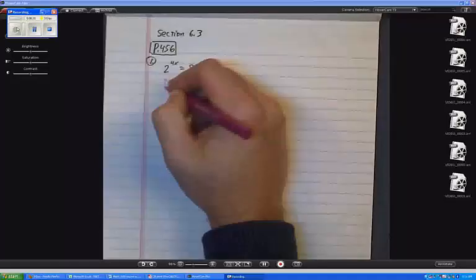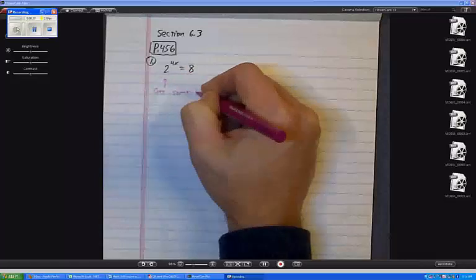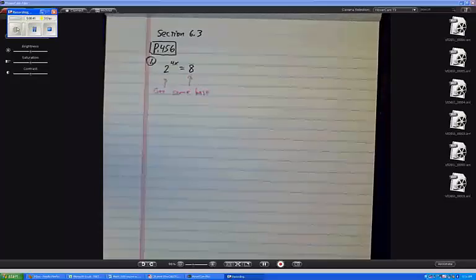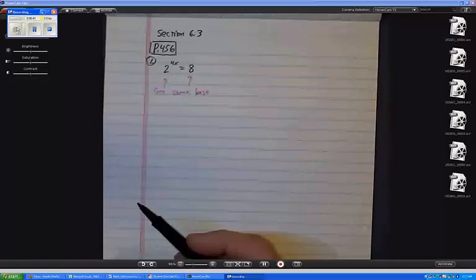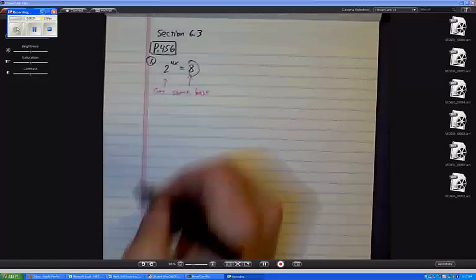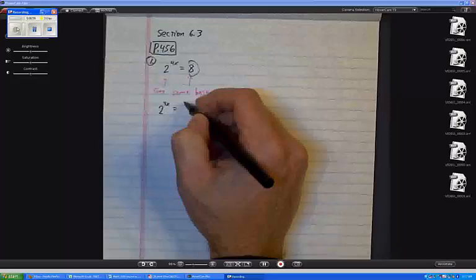We want to get the same base. Do you guys see how to do that? Well, you probably do because this is question 1. They made it easier. What do you do here? Yeah, we rewrite the 8, right? And so I'm going to say 2 to the 4x equals 2 to the 3rd.